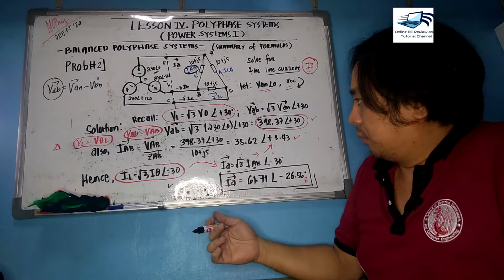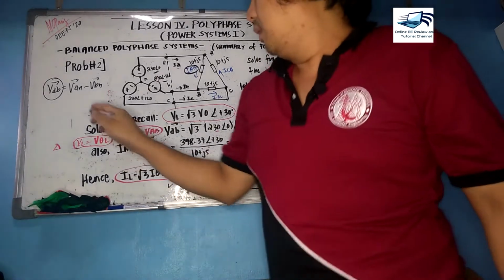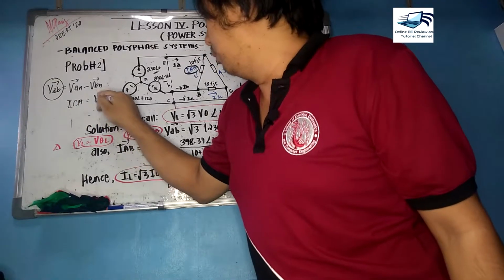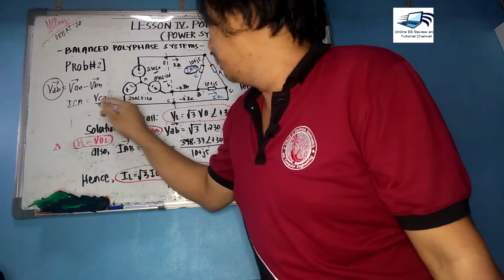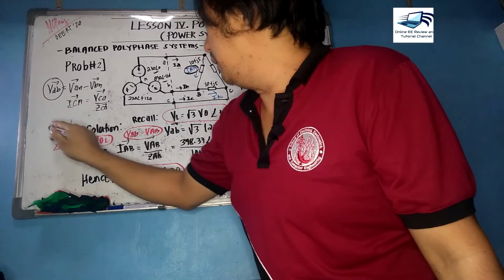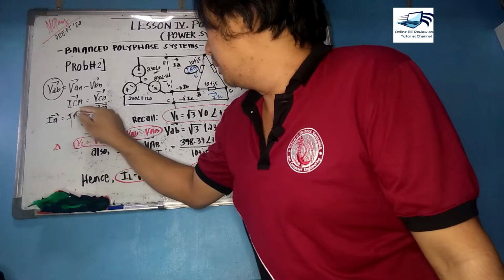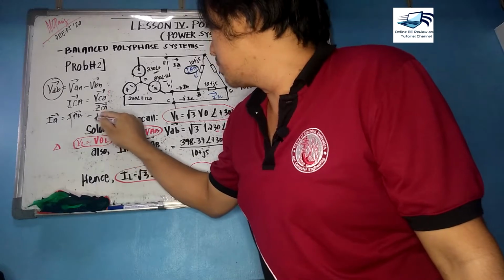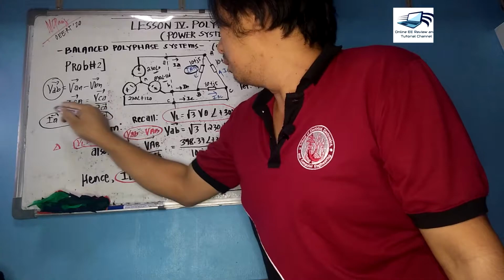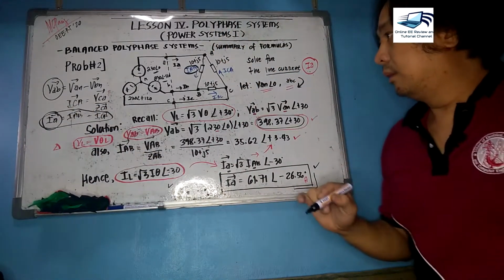Or if you want to get ICA, you can do so by having the voltage at CA, you divide it by ZCA. And then you want to get IA in terms of IAB minus ICA. And then it will yield also this answer.